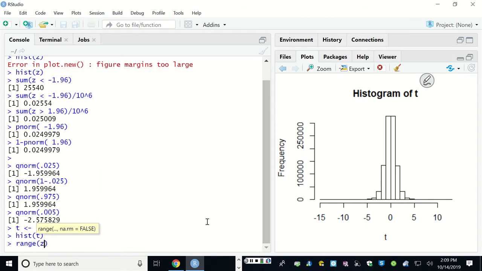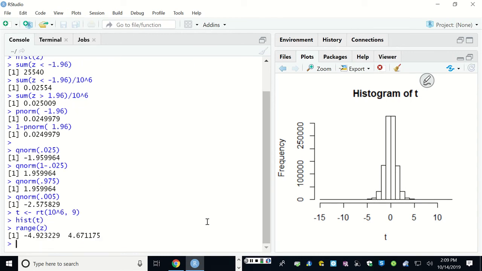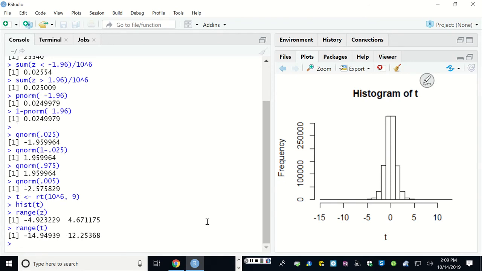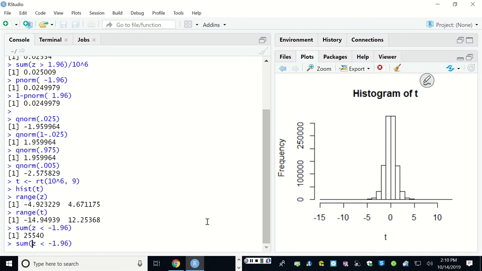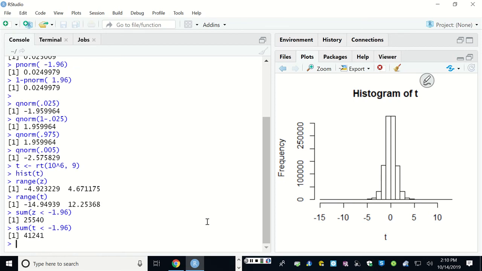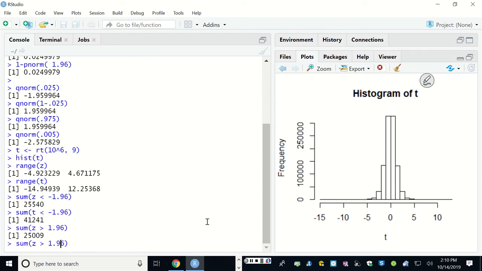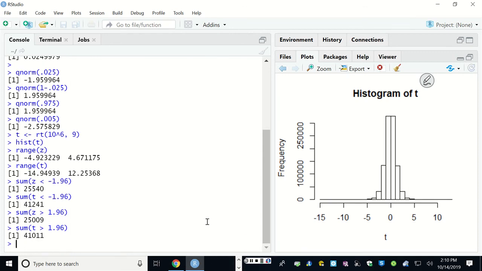What's the range of our million z values? At a million values, you eventually get some that are pretty far away. But the range of our t values is much bigger. The number of z values less than negative 1.96 was about that number. How many of the t values are less than that? Quite a few more, right? And bigger than 1.96, similarly, close to 2,500 for z. For the t, again, it's 41,000, right? So it's more like 4% instead of 2.5%, so it's more spread out.